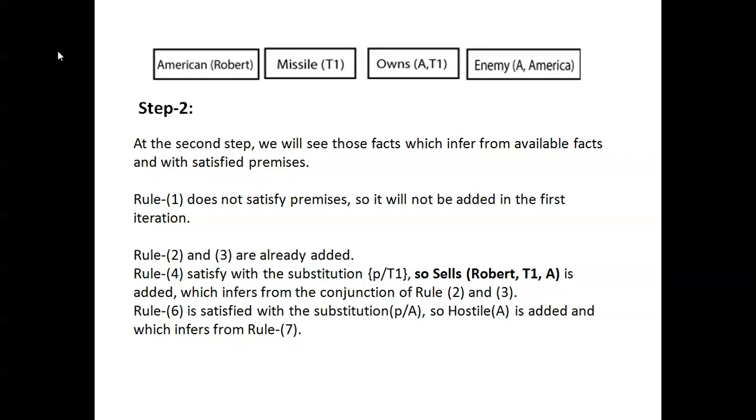Step 2. Rule 1 does not satisfy the premises, so it is not added in the first iteration, and rule 2 and rule 3 are already added. Rule 4 satisfies the substitution P of T1, so sells Robert T1 and A is added, which is the conjunction of rule 2 and 3. Then rule 6 is satisfied with the substitution of P by A, so hostile A is added, which is inferred from rule 7.